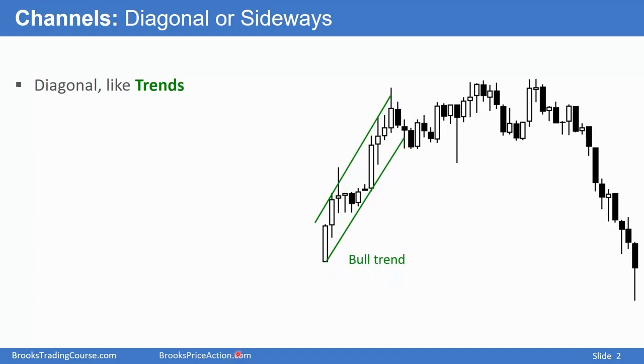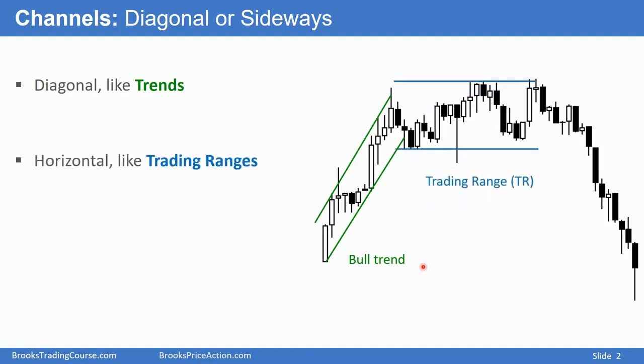In a bull trend, I draw a trend line along the bottom, and then the line across the top is the trend channel line. In this case, I have it drawn as a parallel. As I said, if you have an area on the chart that can be contained between two lines and that area is horizontal, it's a trading range, but it's still a channel.